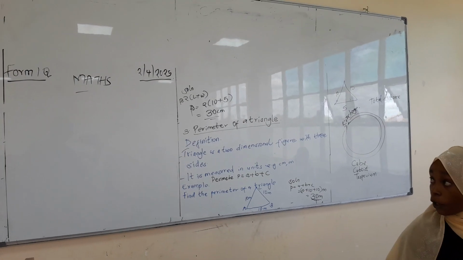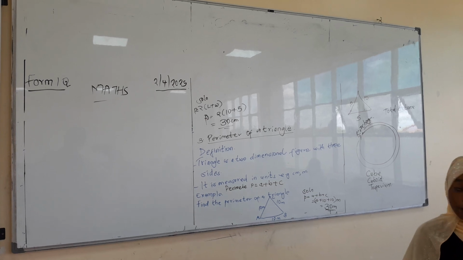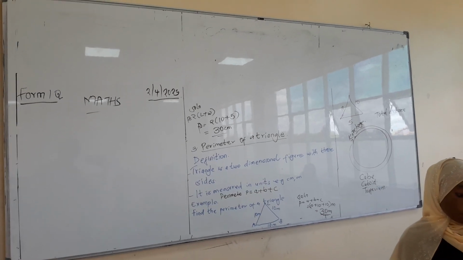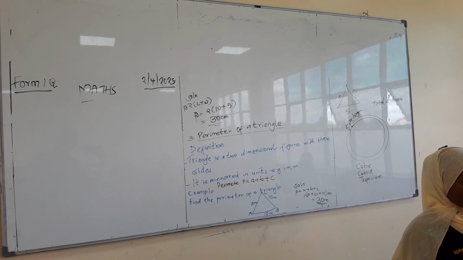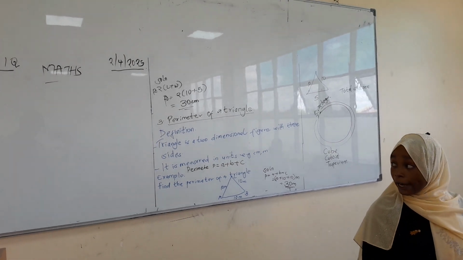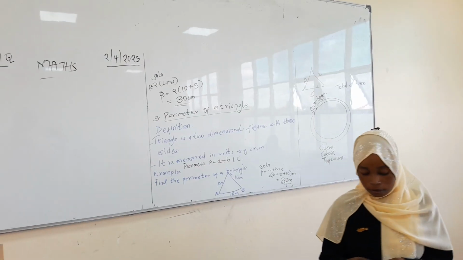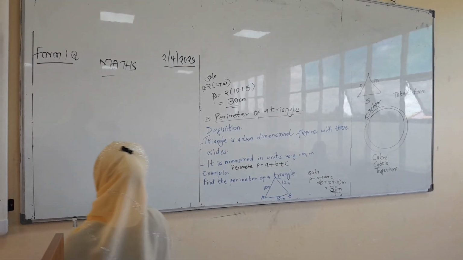Perimeter of a cuboid, a triangle, and a rectangle. You should also be able to familiarize yourself with the formulas of the three solids and also be able to calculate. Okay?